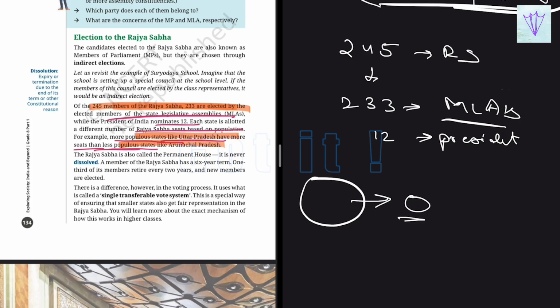So the number of Rajya Sabha seats will depend on the population of the states. It's not the area or anything like that. It depends on the population. So if the population is more, a greater number of Rajya Sabha seats will be allotted.